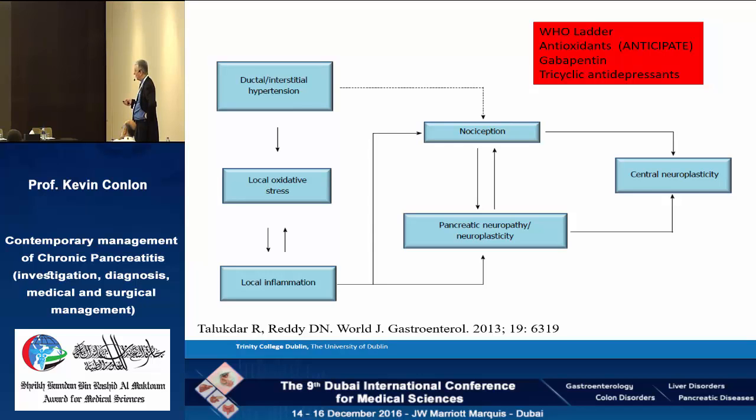How you actually manage this is you use the WHO pain analgesic ladder, starting with paracetamol or non-steroidal anti-inflammatories, and moving through the narcotic analgesics. But we're inclined also to use gabapentin and tricyclic antidepressants in these patients. We don't use antioxidants based on the ANTICIPATE trial, which was a negative trial, as you know. So we're inclined to be multimodal in how we actually deal with the pain, giving patients things like Lyrica, as well as tricyclic antidepressants.